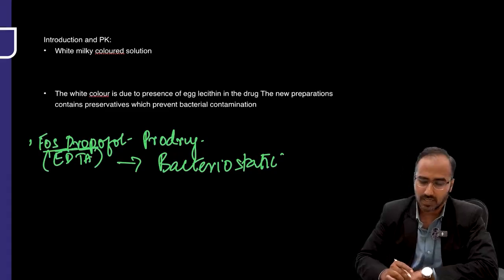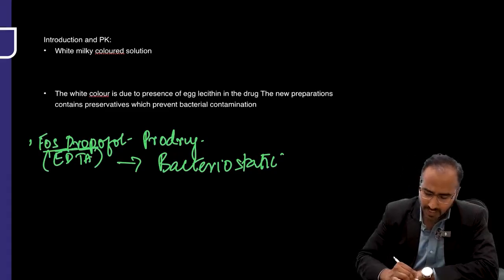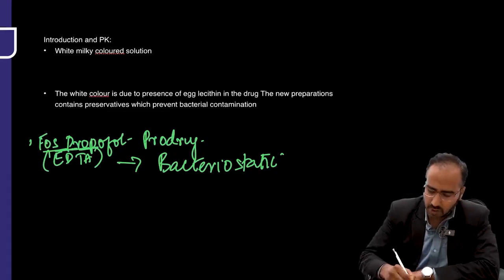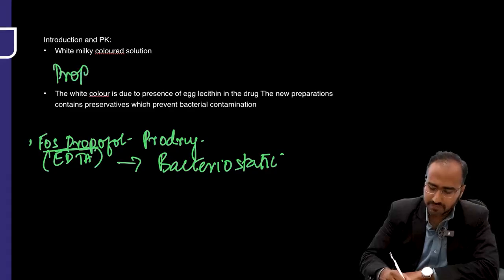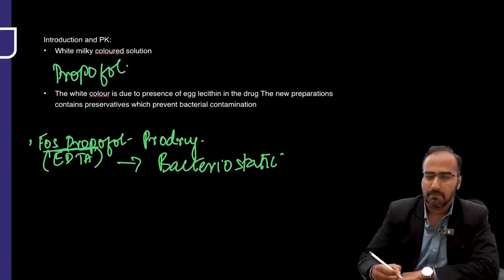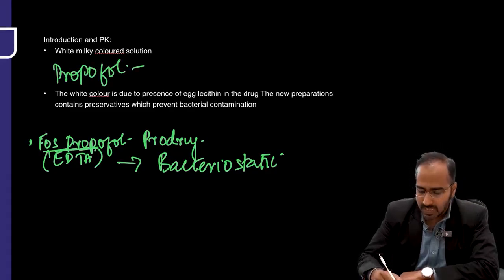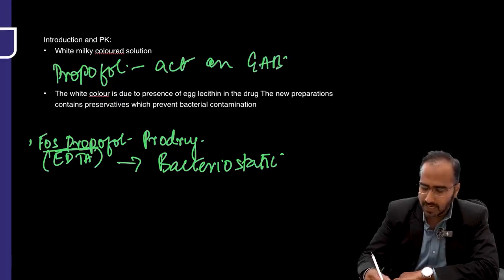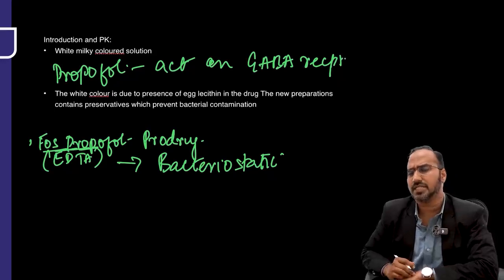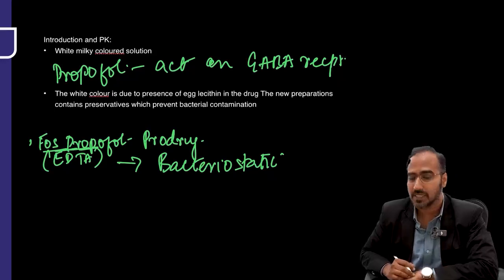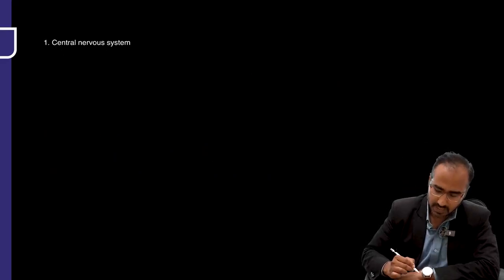So that was the introduction of propofol. One more point in the introduction, what we need to remember: propofol makes the patient unconscious by acting on what? By acting on GABA receptors. All the IV induction agents act on GABA except ketamine, which acts on NMDA.